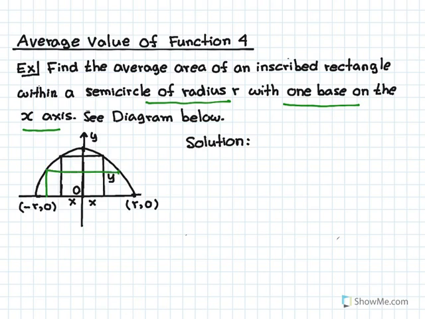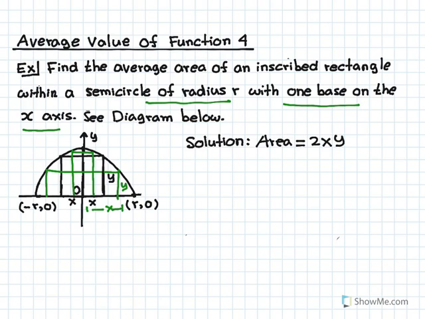Here's one of them. So the distance here, this is the half of the width. This is x, this is y, and so you can see the area is 2x times y. Let's think of another rectangle, like this. So basically our goal is to find the average area of an inscribed rectangle within the semicircle of radius r. So we start by looking at the area. The area of the rectangle is going to be 2x times y, and that's because the width is 2x and the height is y.